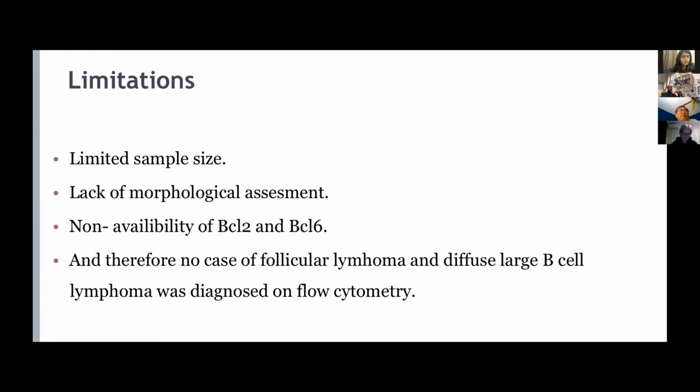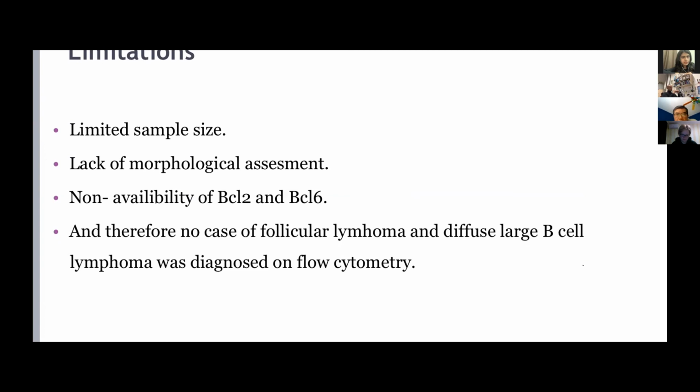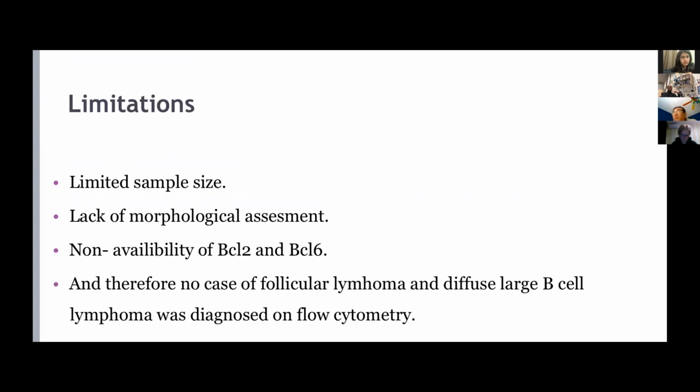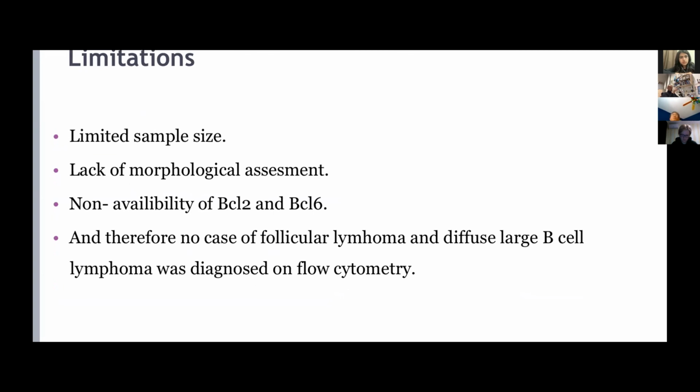The second drawback was lack of morphological assessment. A few of the NHLs required detailed morphological assessment, like follicular lymphomas, diffuse large B cell lymphomas, and also hairy cell leukemia cases. There was no availability of BCL2, BCL6 on flow cytometry, and therefore no case of follicular lymphoma or DLBCL was diagnosed on flow cytometry.